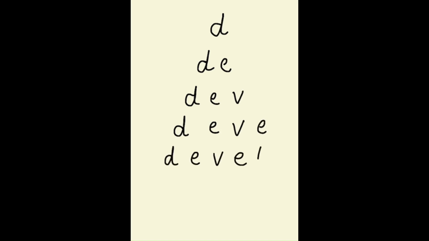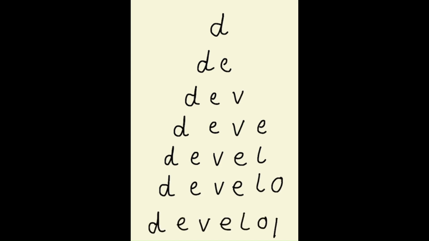I'm going to spell develop. So D, D-E, D-E-V, D-E-V-E. I'm adding a letter each time. D-E-V-E-L for develop. D-E-V-E-L-O and D-E-V-E-L-O-P. This is a strategy for learning to spell.